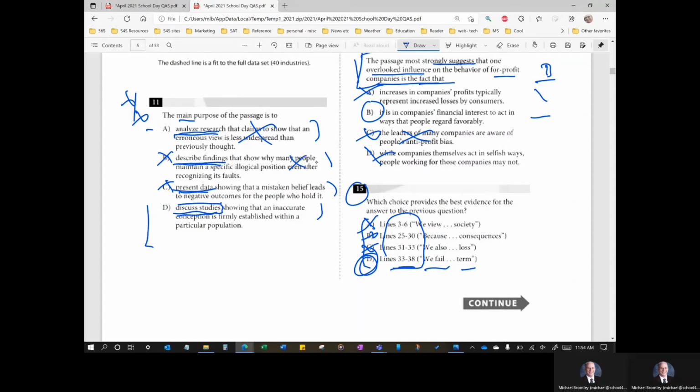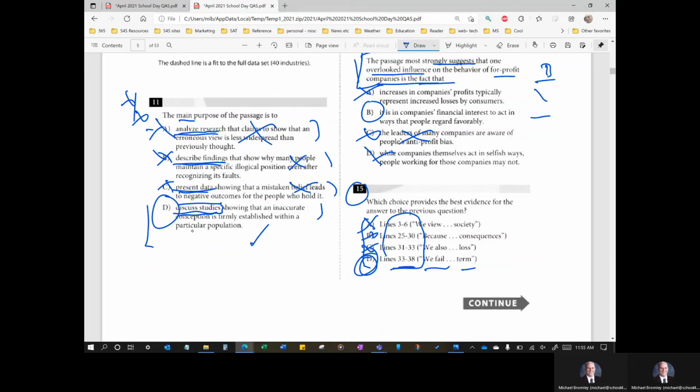Besides, it's not about describing the findings anyway. So showing that a mistaken belief leads to negative outcome. No, it's not that. So it's got to be D. Even whatever D says, it's got to be D, because these are clearly wrong. Showing that an inaccurate conception is firmly established within a particular population. Inaccurate conception is firmly based. Yes, it is. It does say that.